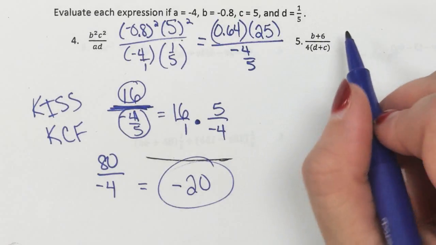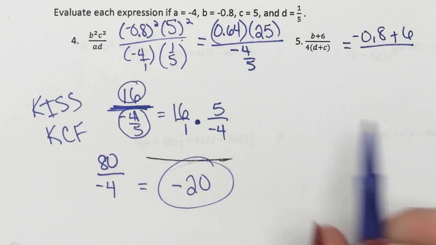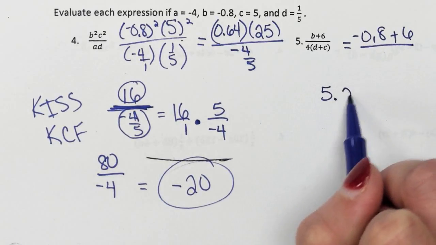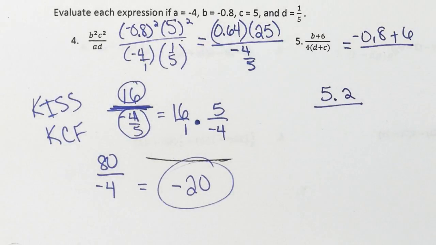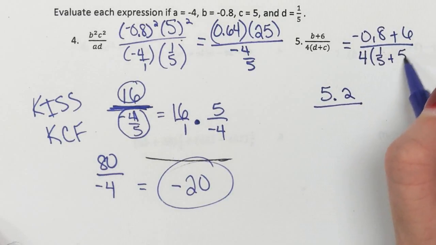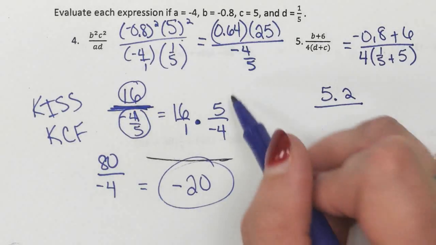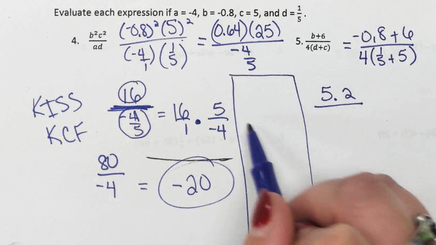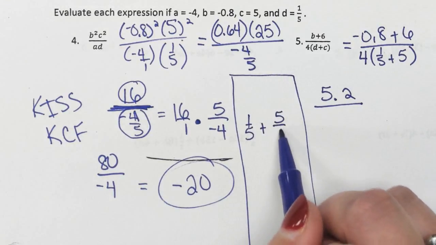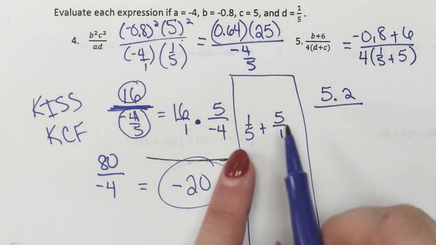All right. Here we go. B plus 6 is negative 0.8 plus 6. How much did you say that was? 5.2. 5.2. Very nice. Y'all okay so far? All right, what about the bottom? The bottom is where it was crazy. 1/5 plus 5. You had to remember how to add fractions. How do you add fractions? How do I change the denominator? 1 times 5. I'm finding a common denominator. Very good. Common denominator is 5.